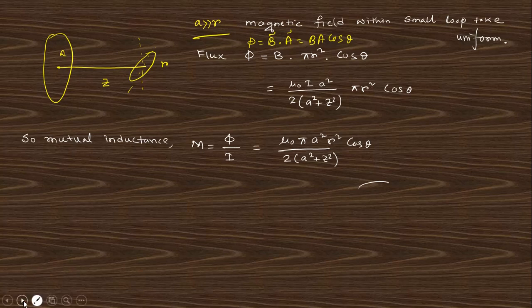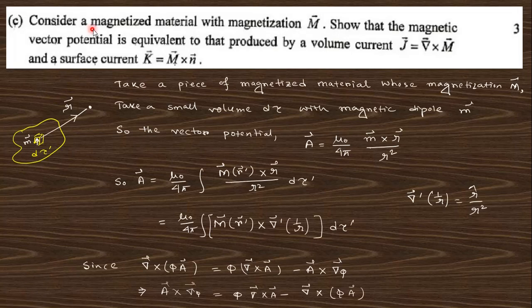coils. Next question. Consider a magnetized material of magnetization M, so that the magnetic vector potential is equivalent to J equals curl of M and K equals the surface current density M cross n. So if you consider this is a magnetized material with a small volume, where the dipole moment small m is along that direction, and this is the position. So the vector potential is nothing but mu naught by 4 pi, m cross r hat by r squared.